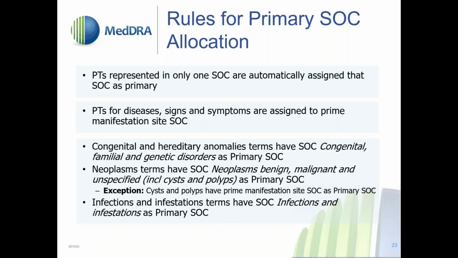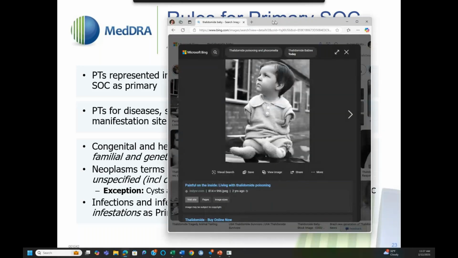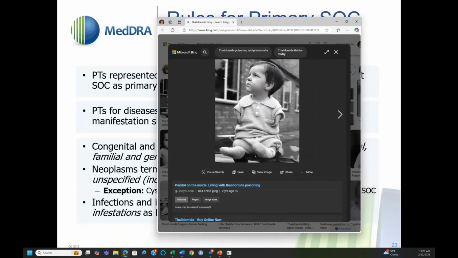If the PT is for a disease, sign, or symptom, the general rule is that it would be assigned to the site of manifestation as the primary system organ class. But there are three important exceptions to that rule. And to understand this exception, I'm going to show you this picture. This is a picture from the internet of a thalidomide baby.